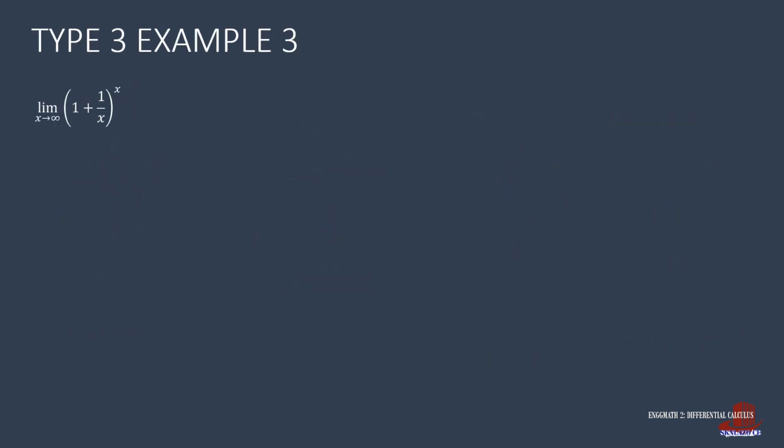Another limit of type 3 is the limit of the quantity 1 plus 1 over x raised to x squared as x approaches infinity. Check if the limit brings about indeterminate form by plugging x as infinity into the limit. So we got 1 plus 1 over infinity raised to infinity squared, which then turns into 1 plus 0 raised to infinity. And true indeed that the function is a type 3 indeterminate form.